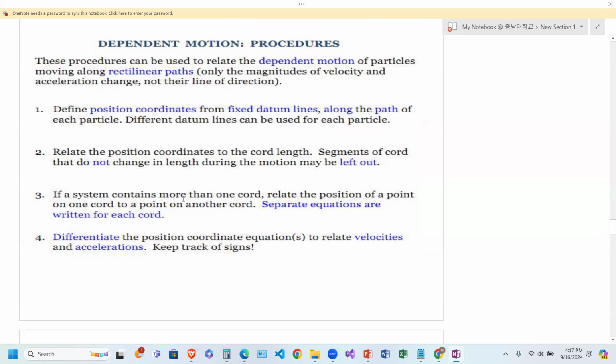So next, you are going to realize that one pulley may be pulling one load, and another chord or line would also pull another chord. But what we do is we write these equations of displacement separately, and then apply differentiation, and then the constants will disappear. Okay, that will be shown in some of the videos that I'm going to share with you. Again, differentiate the position coordinate equations to relate velocities and acceleration. But first of all, you need to keep in mind to keep track of the signs.